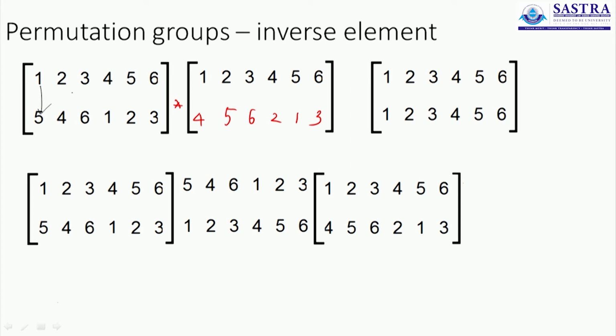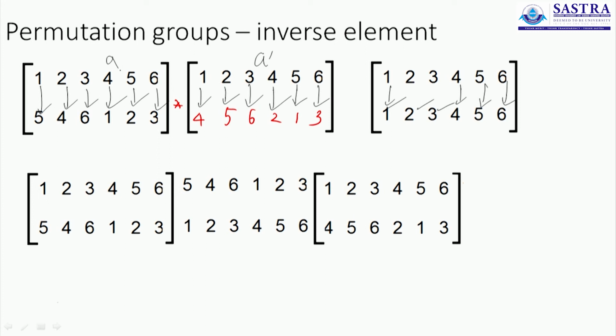So 1 goes to 5 and 5 goes to 1, so 1 goes to 1. 2 goes to 4, but 4 goes to 2, so 2 goes to 2 again. 3 to 6, 6 to 3, so 3 to 3. 4 to 1, 1 to 4, so 4 to 4. 5 to 2, 2 to 5, so 5 to 5. 6 to 3 and 3 to 6, so 6 to 6. So if this is my A dash, it perfectly meets the conditions that are defined for an inverse of an element. But how did I get it?